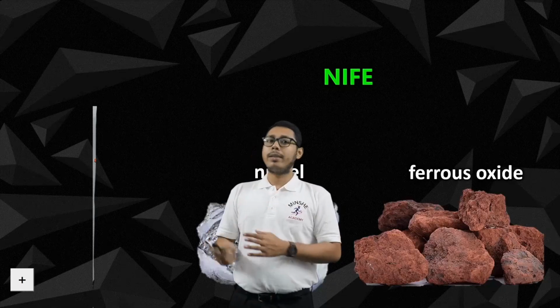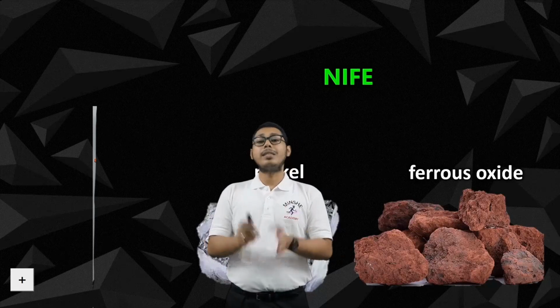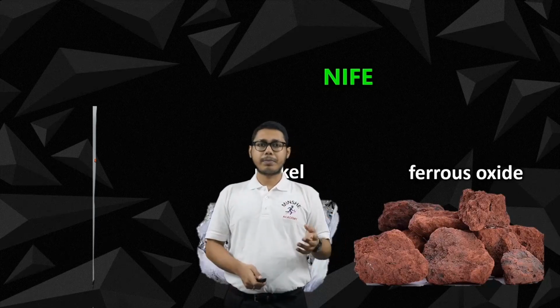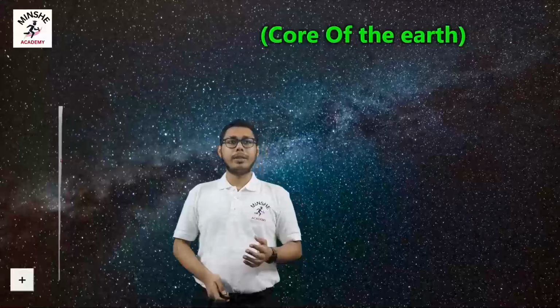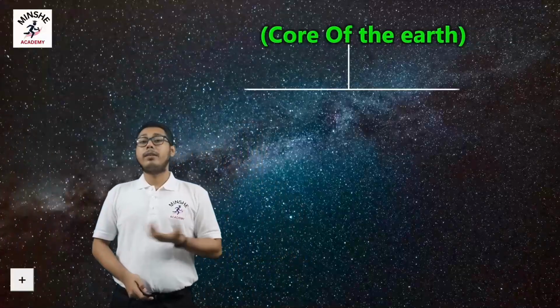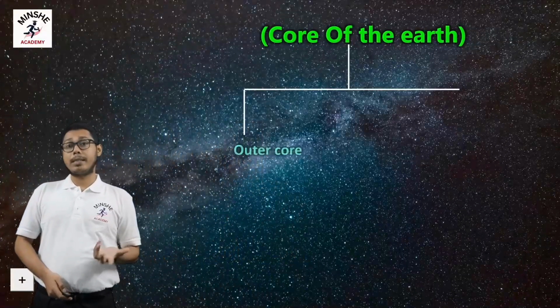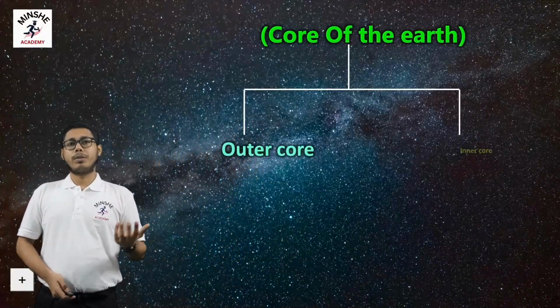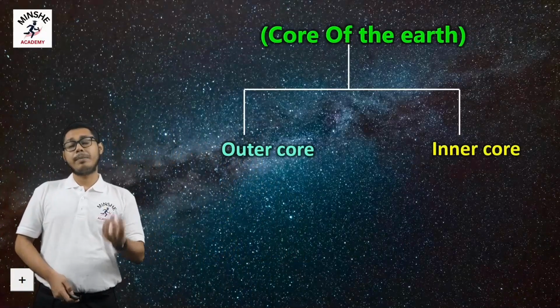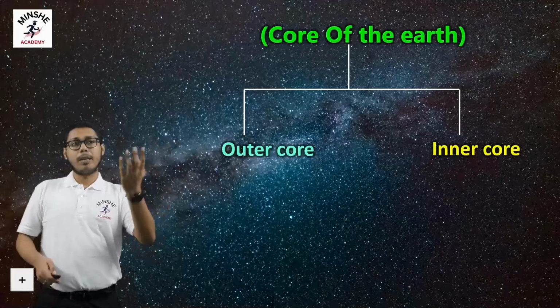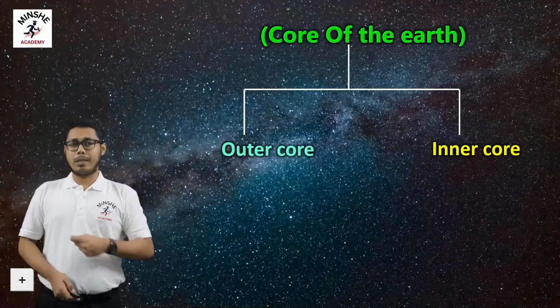Now the outer core and the inner core both have the same composition, but still, as we have already learned, there is a difference in their physical state. The outer core is mainly what we have studied previously. The outer core is liquid in state.